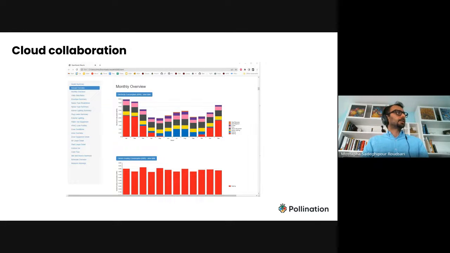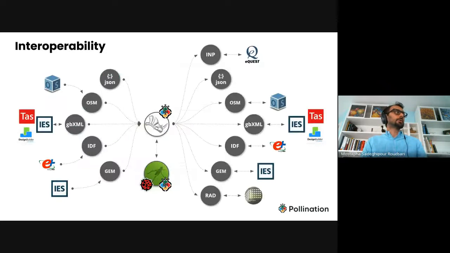The other thing is, this is for energy simulation results. Again, it's available on the web, on the project. You can collaborate. Projects can be private. You can share it with your client. You can share it with your engineer. You can share it with the architect, whoever you want to collaborate.